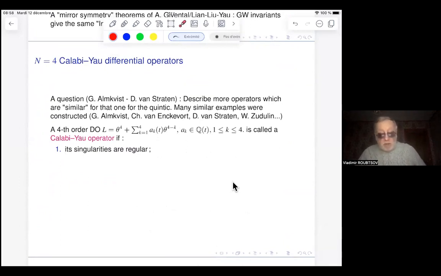So Calabi-Yau differential operators for the case of operator of order 4 studied by Gert Almkvist, who unfortunately died a few years ago, and Duco van Straten mainly. They have a huge list of such operators. These operators are the monic operators of order 4 with respect to this logarithmic derivative, as I told you, and they have the following main features.